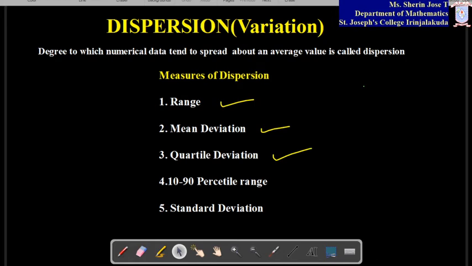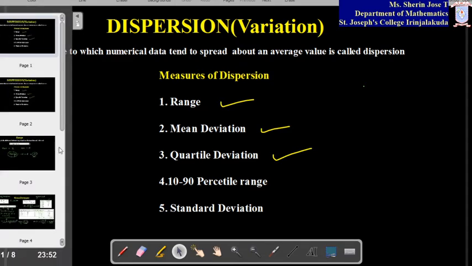We have already discussed in the last class range, mean deviation, quartile deviation, three measures of dispersion. Now two more left, that is 10 to 90 percentile range and standard deviation. We will start discussing these two formulas today. So first one we will see 10 to 90 percentile range.